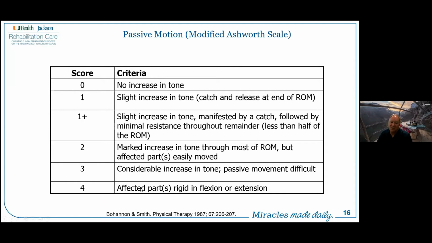A 4 is when the affected part is essentially rigid in flexion or extension, and it's sometimes difficult to determine if this is truly a modified Ashworth scale 4, or if the person has contracted muscles. Now, what does a muscle contraction mean? If the muscle is in a chronically shortened position, it actually reduces the number of sarcomeres that are in series. And so essentially you end up shortening the muscle.